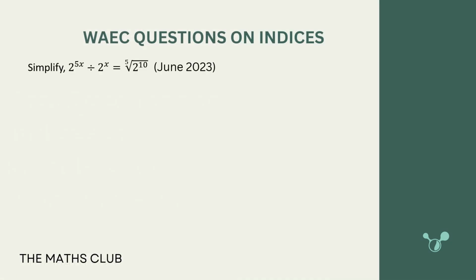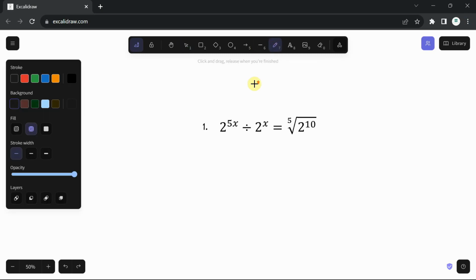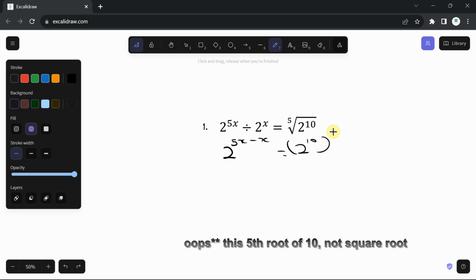So the first question says simplify 2 raised to the power of 5x divided by 2 raised to the power of x equals the fifth root of 2 raised to the power of 10. We know that whenever they have the same base and it's division separating both of them, we can subtract the powers, right? So this is like saying 2 raised to the power of 5x minus x is equal to, now from the laws of indices, we know that this is something like saying 2 raised to the power of 10 raised to the power of what? This fifth root can be written as what? 1 over 5, right? Great.